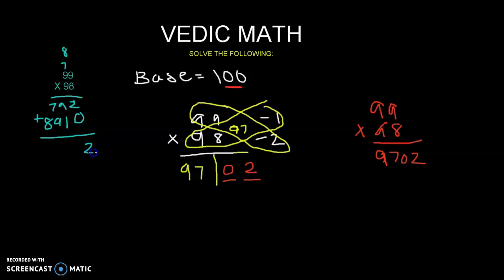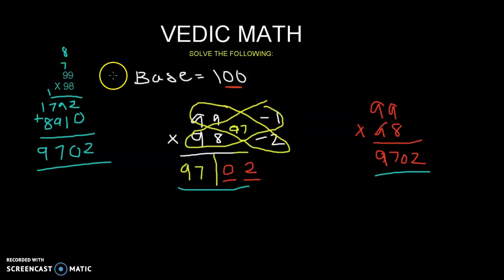Okay, 2 plus 0 is 2. 9 plus 1 is 10, carry the 1. That's 17, and then 1 is 9. And our answer is 9702. Isn't it right? Yeah, that's easier. It's so much faster than this. All of this is so much faster.